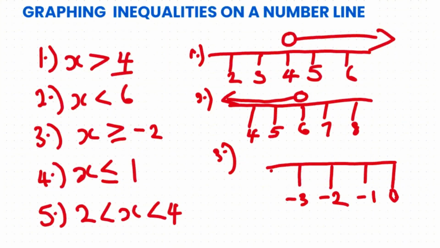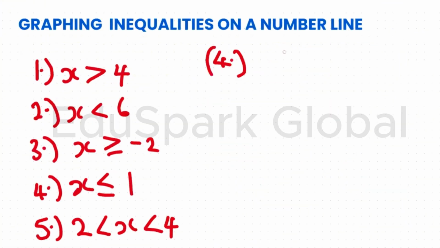But the question is saying x is greater than or equal to negative 2. So we start from negative 2. Because it is greater than or equal to, we shade and we move the arrow to the right hand side. The next one is question number 4, which is x is less than or equal to 1. So we draw our number line.